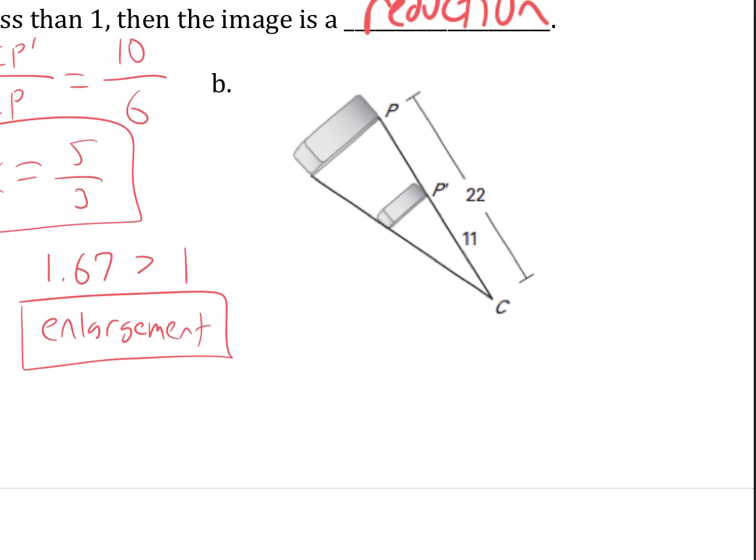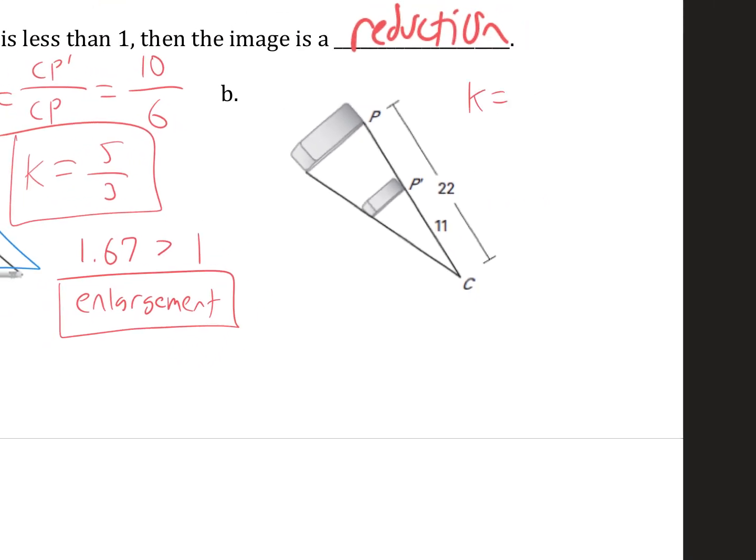All right, for B, we need K equals the image, which is CP prime, okay? So this shape is where we started. We started here, and now this triangle is where we ended up, okay? So what's CP prime going to be? Where we ended up, that was 11. So we have CP prime over CP. CP prime was 11, we ended up at 11, the distance. And CP was actually 22. Well, what's 11 divided by 22? K equals 1/2, which is about 0.5, okay?